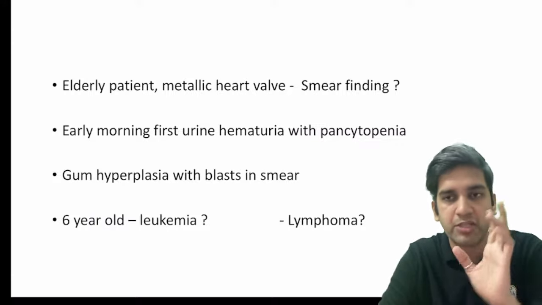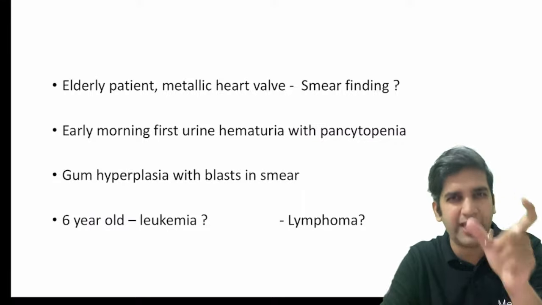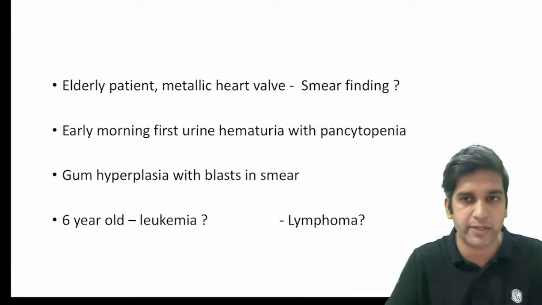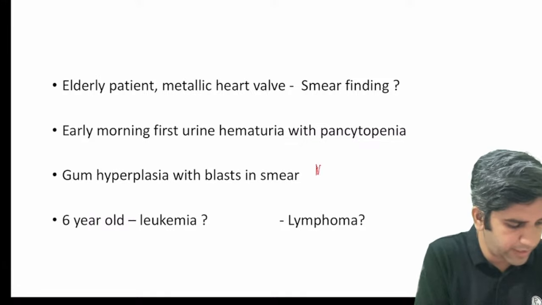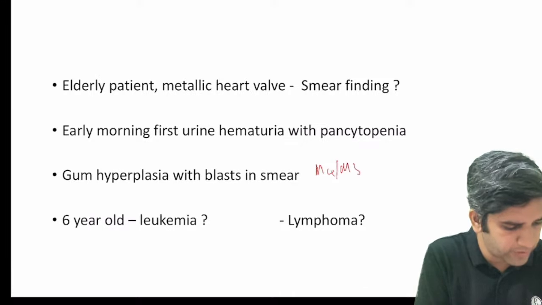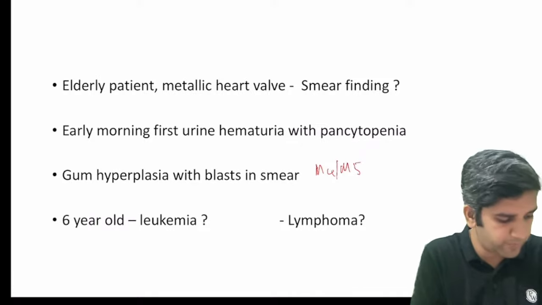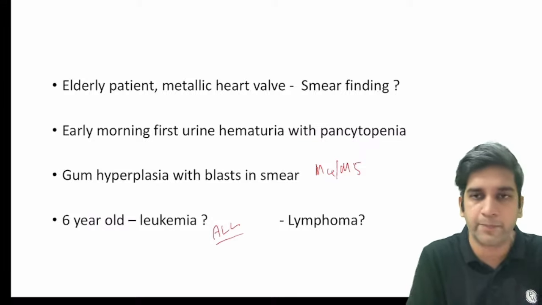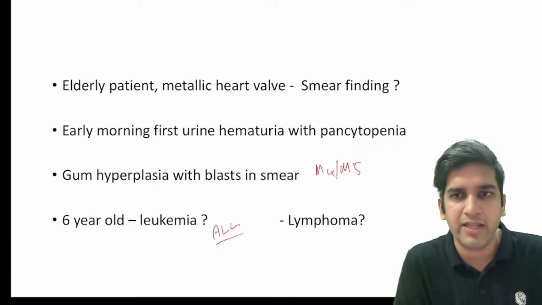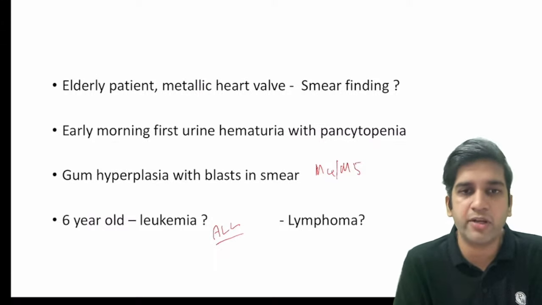A 6-year-old, what leukemia comes to your mind? No other clue, just the age. Okay, just think of an M4 or an M5. No, for a 6-year-old, what leukemia? You have to think of ALL. By default, ALL, right? ALL is the common leukemia in children.